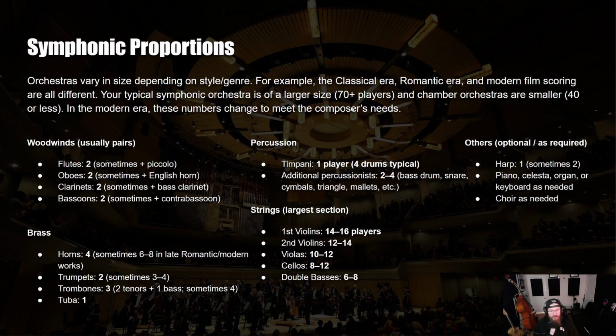And then the strings. Strings are the largest section. So first violins, 14 to 16. Again, if it's chamber or something, you could have like 8 to 12. So it's all variable, but these are just averages: 14 to 16, 12 to 14 for second violins, 10 to 12 for violas, 8 to 12 for cellos. Double basses, 6 to 8. Again, it's all variable. Some professional orchestras these days only have like 5 double bass players. And so that's kind of dependent on how many people they can afford and stuff like that.